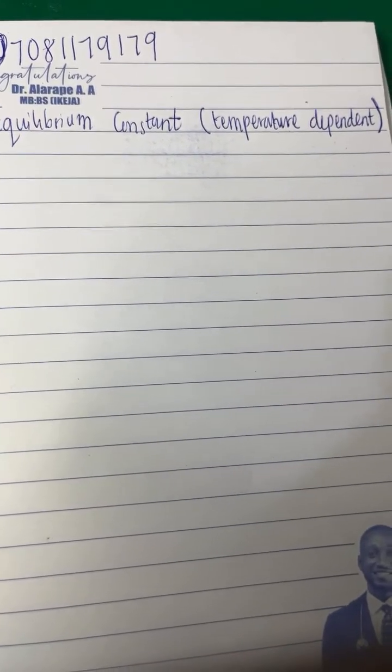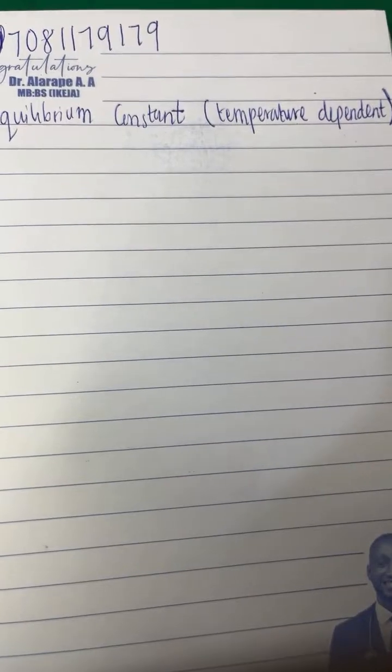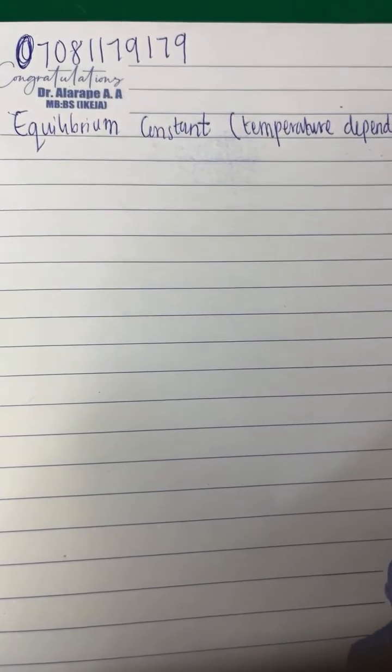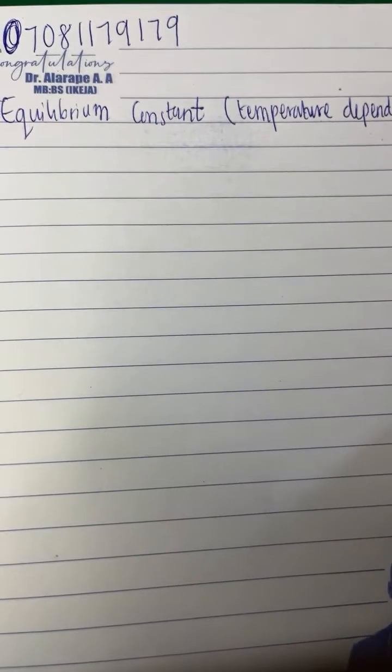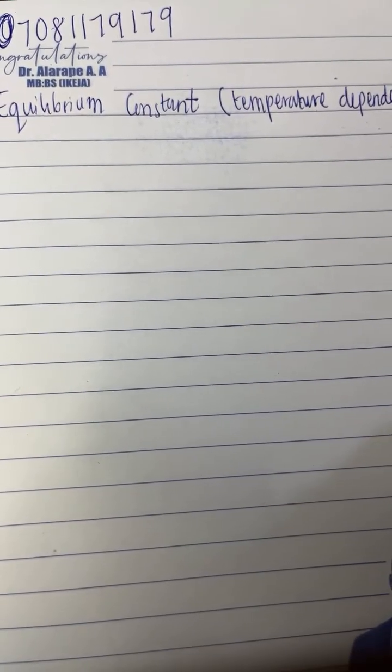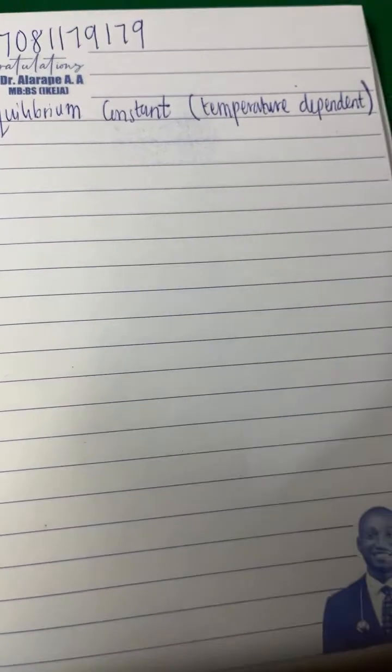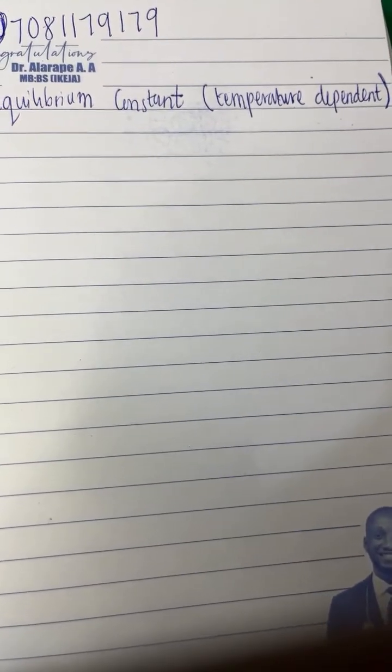Jamb will ask, which of the following factors can alter the equilibrium constant of a chemical reaction? They will write pressure, concentration, temperature, and maybe another option. But you should know that your answer is temperature, because the equilibrium constant is temperature dependent. All of these are things you should know.